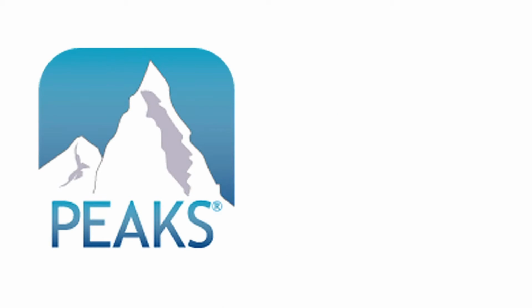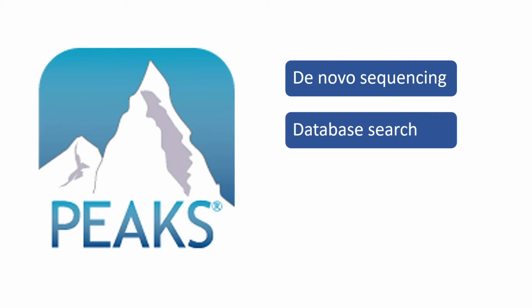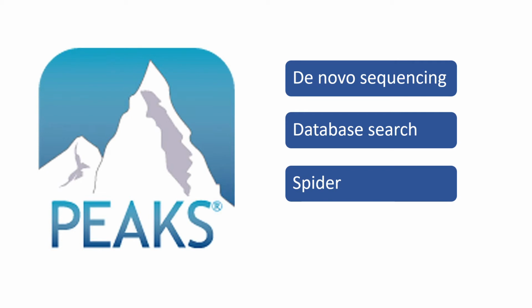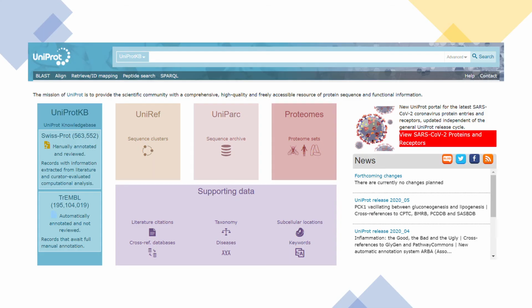PEAKS Studio software is the first choice to use as it is one of the suggestions that can provide the sensitive and accurate analysis we may need, which includes de novo sequencing to identify novel peptides, database search to identify the database peptides, SPIDER to find the peptides with PTMs, and inChorus to increase coverage by using multiple search engines. And the next one is the UniProt website.